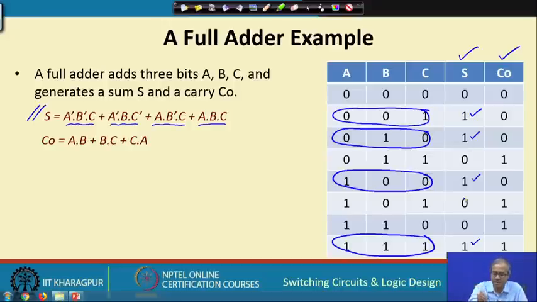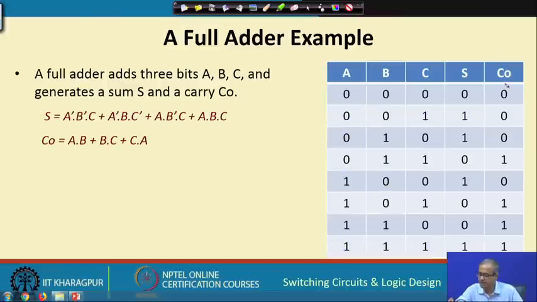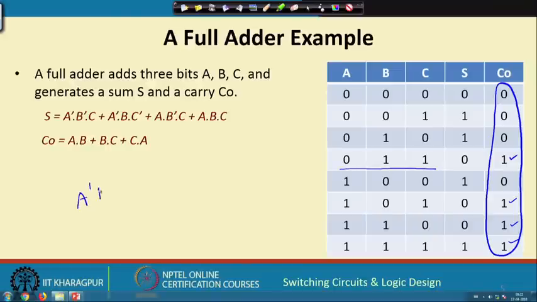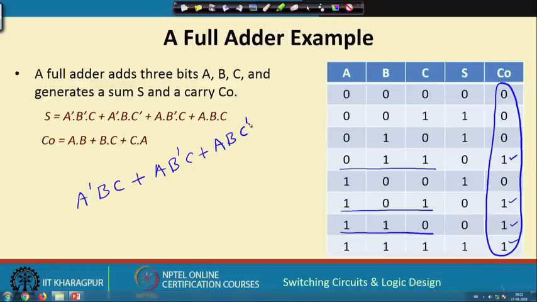Okay. Now, let us come to the carry. Look at the carry function again. For the carry also, you see there are 4 ones, 1, 2, 3 and 4. So, if you follow that same principle, what will be the expression? 0 1 1, so it is A bar B C, plus second one is 1 0 1, A B bar C, plus third one is 1 1 0, A B C bar, and 1 1 1, plus A B C.